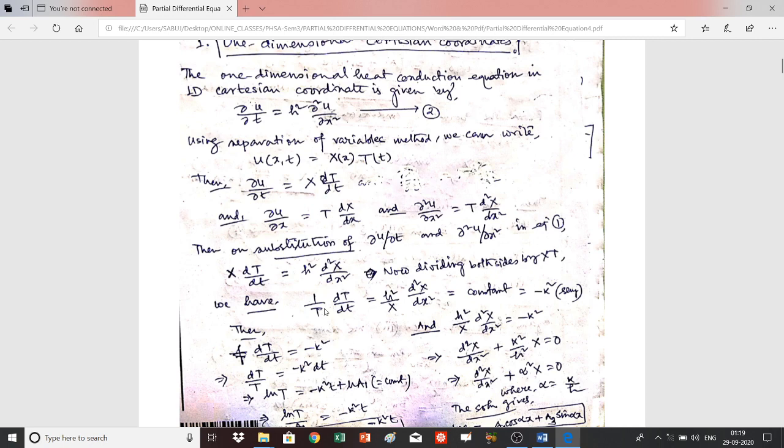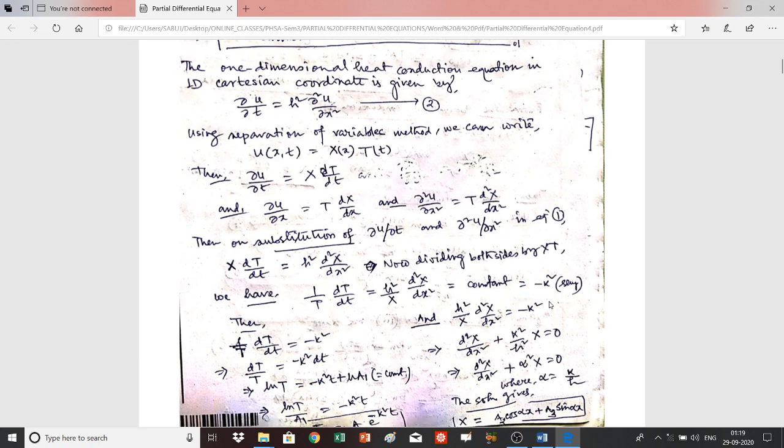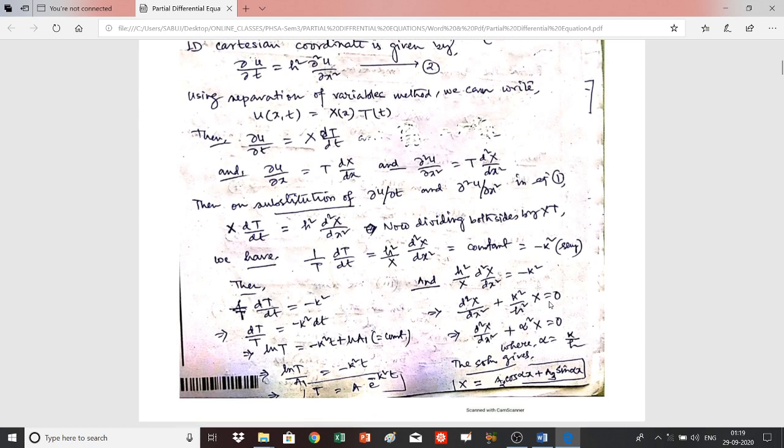So you can say that this term is constant with respect to x, and this term is constant with respect to t. So you can easily say from here that both of these terms are constant, and say that the constant is minus k², where k is called the separation constant. So now you can obtain two ordinary differential equations from this partial differential equation. One is (1/T) dT/dt equal to minus k², and another is (h²/X) d²X/dx² equal to minus k².